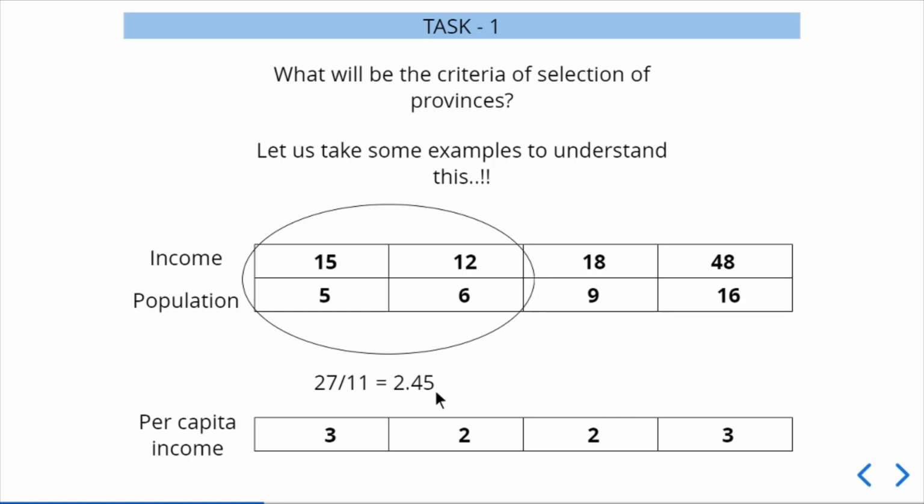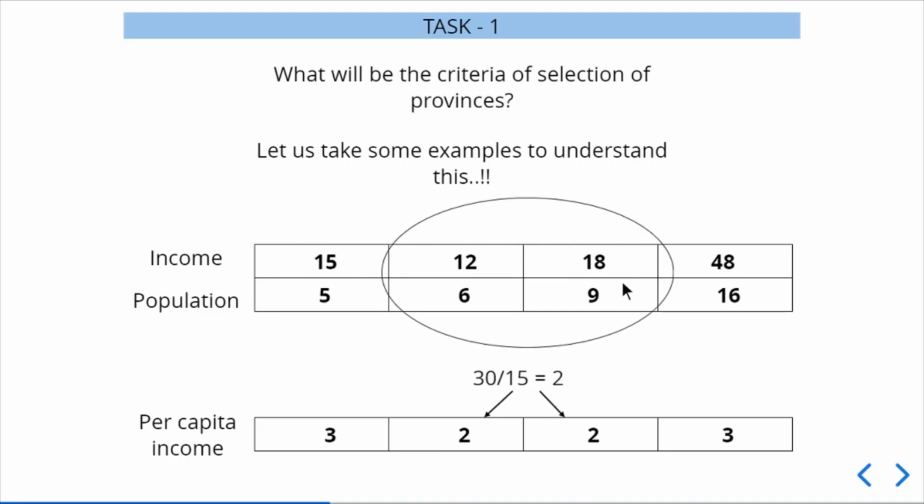So one observation is that 2.45 is the value if we combine these two provinces, whereas earlier if we only take the one with 15 and 5, the per capita income was 3. So the per capita income was greater earlier, and if we combine a province with a lower value, the overall value decreases. This is the first observation we can make. Let us see another example. If we combine these two values, what will be the per capita income? Earlier the per capita income of this was 2 and this was also 2.